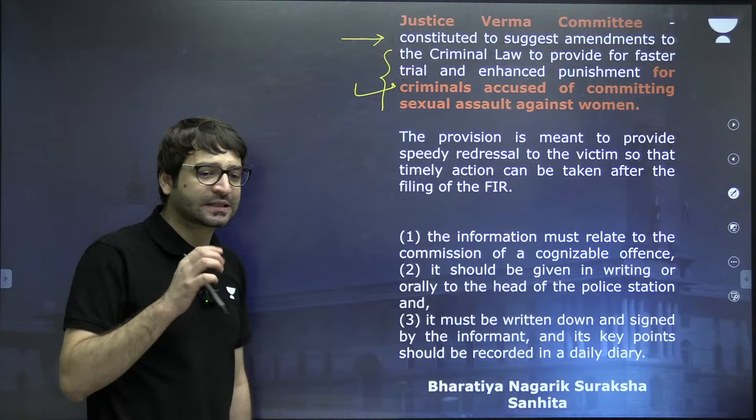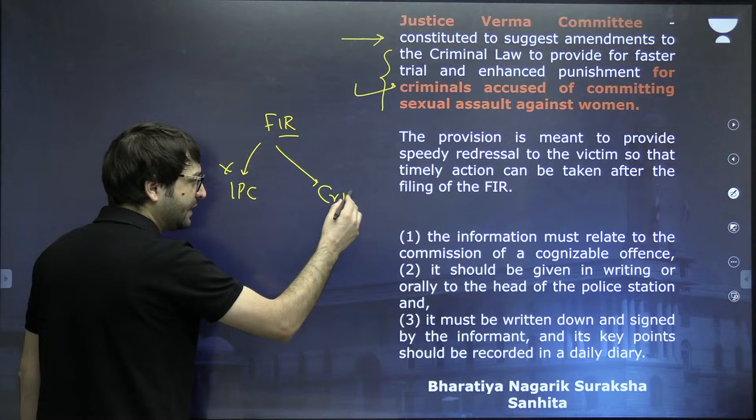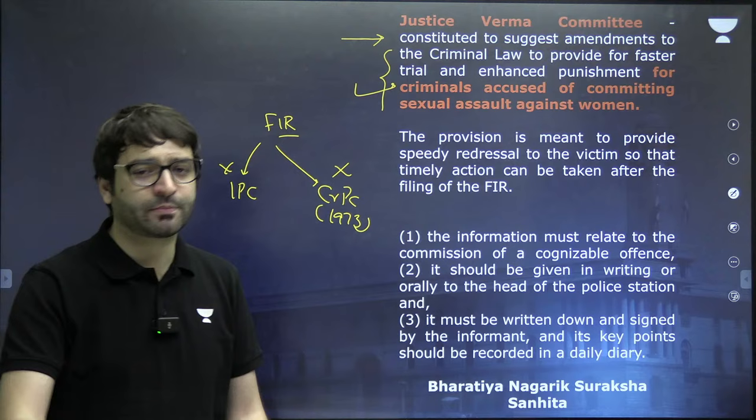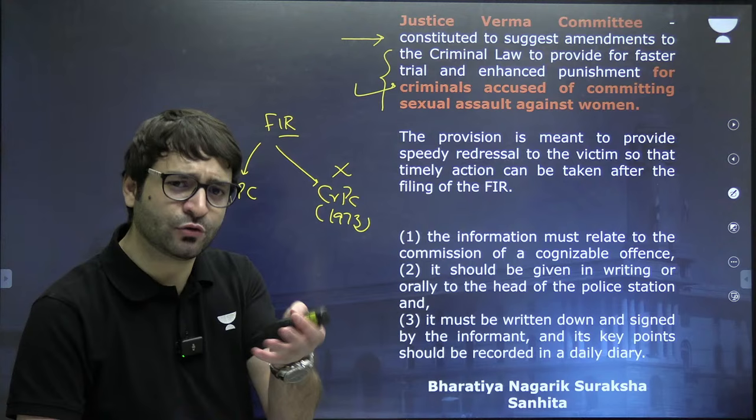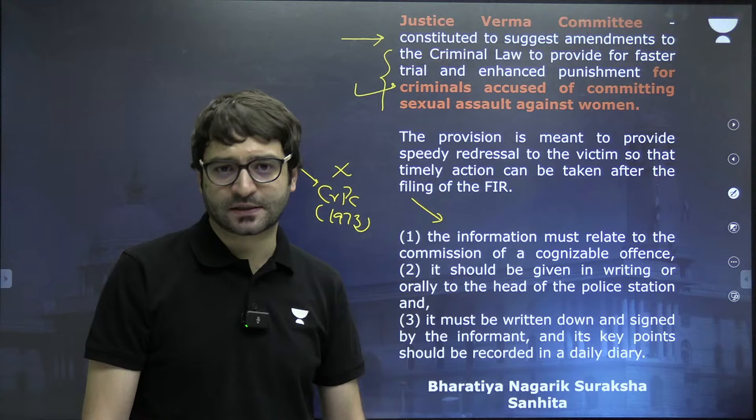But if you look at this term FIR, first information report, it is not mentioned in the Indian Penal Code. It is not mentioned in the Criminal Procedure Code of 1973. This term is not mentioned. But yes, the regulations and rules of police, they do mention first information report. But for that, there are three conditions. Condition number one, the information must relate to the commission of a cognizable offence.